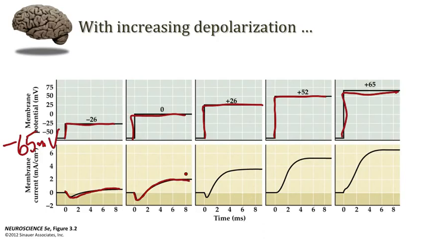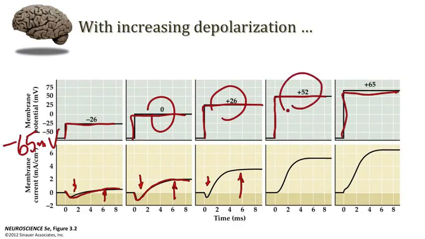But notice the magnitude of these currents. With small depolarizations, the currents that are measured are relatively small. With larger depolarizations, like around 0 millivolts, the transient inward current increases in size, as does the delayed outward current. But now look at what happens to the transient inward current as we depolarize to plus 26 millivolts. This transient inward current is getting smaller. But look at the effect on the delayed outward current. It continues to grow in magnitude.